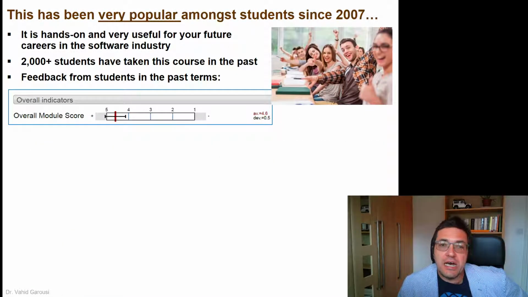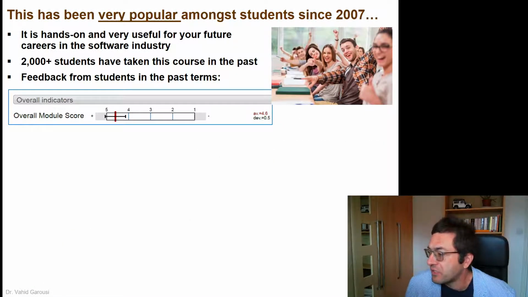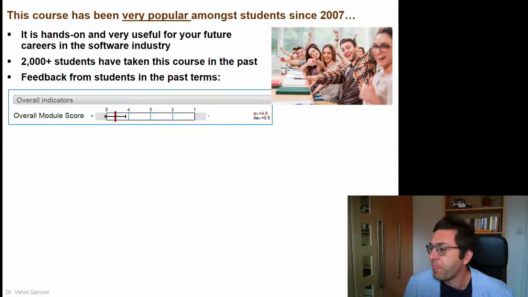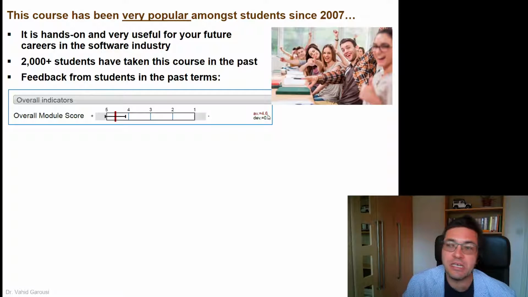This course has been very popular among the students since the year 2007. It's very hands-on and useful for your future careers because many of the roles that you will work for in industry will need software testing skills. More than 2,000 students have taken this course in Queens and also in the previous universities that I have worked.